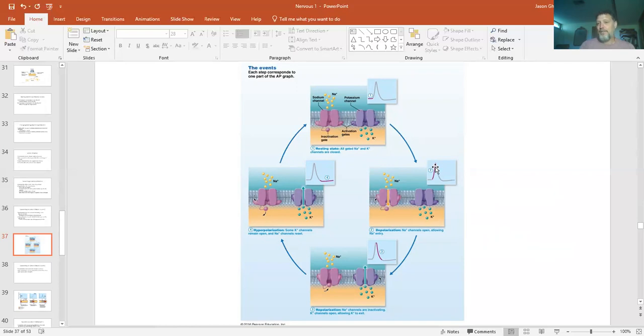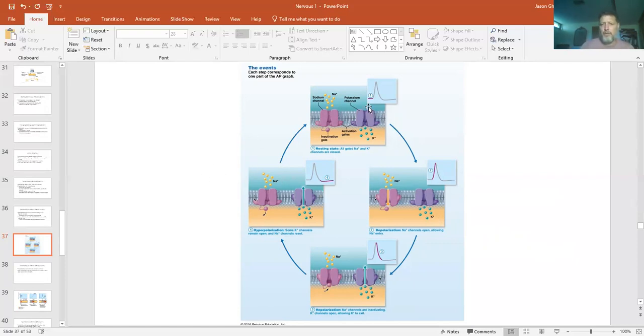Once it reaches that positive 30, it'll close, and the potassium channels open up, and this causes us to repolarize. Brings it back down to that negative 70. But because it is going out pretty fast and it kind of hangs it open a little bit longer, we have that hyperpolarization. So if you look, this purple line right here is a little bit lower than that one, because again, it becomes a little bit more polarized, but everything will reset itself.